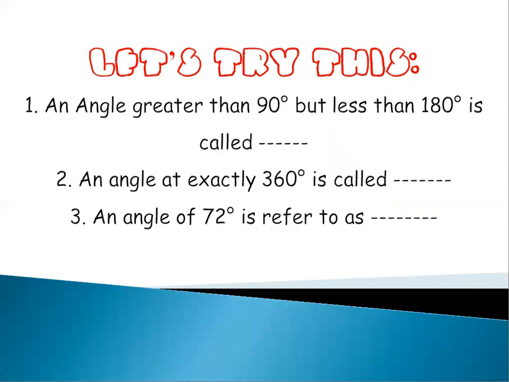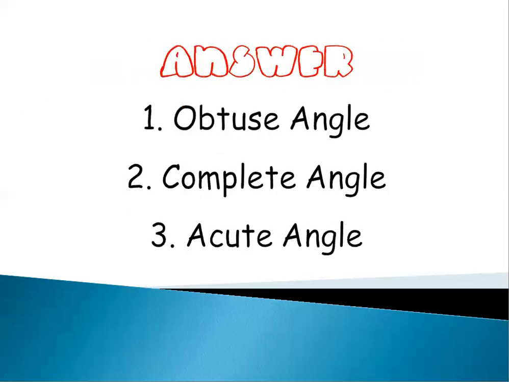Okay, I want you to try this and tell me what the answer is. An angle greater than 90 degrees or less than 180 degrees is called what? So write the answer. An angle of exactly 360 degrees is called, tell me your answer. An angle of 72 degrees is referred to as, tell me your answer. So if you do this correctly, you should get this answer: obtuse angle, complete angle, acute angle.